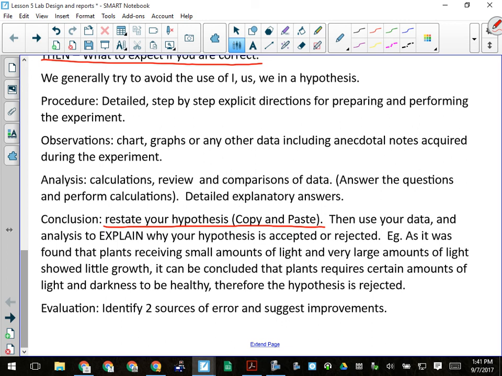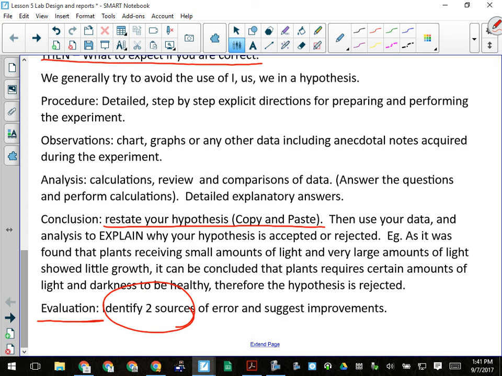Okay, and the very last part is the evaluation. You need to identify 2 sources of error and suggest improvements. These sources of error are design errors. They are not performance errors. Okay, and so I'll explain the difference between the two.